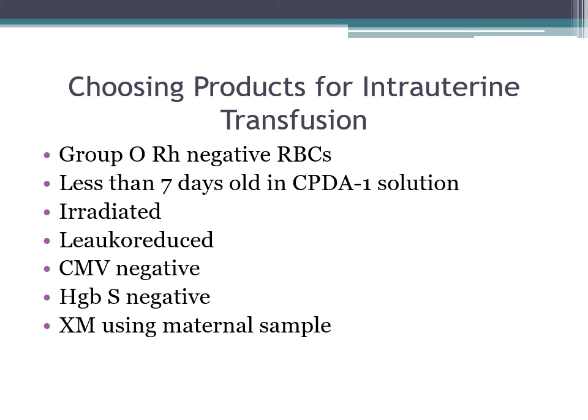We're also going to ask for it to be irradiated, leukocyte reduced, CMV negative because we're not trying to give them any sort of exposure to a virus, hemoglobin S negative, and it's going to be cross-matched using the maternal sample because these babies do not have a competent immune system yet.